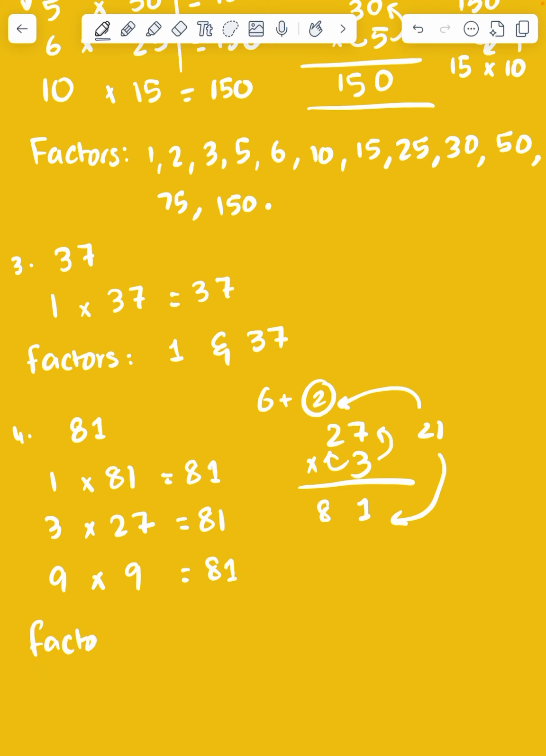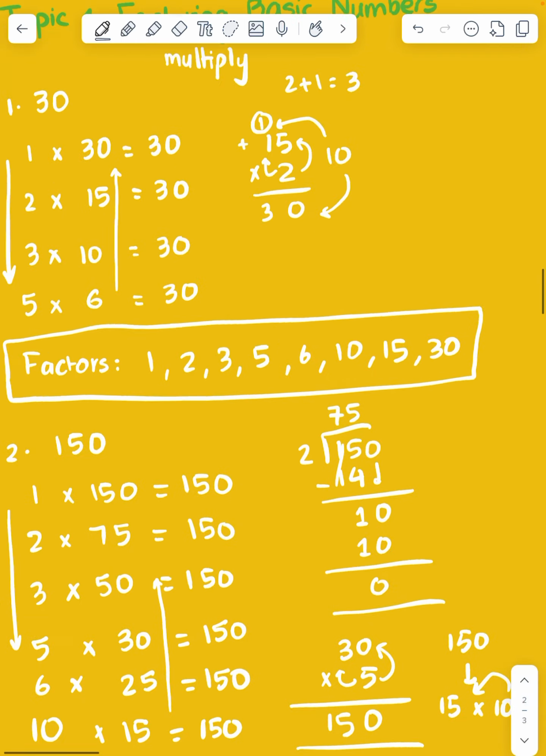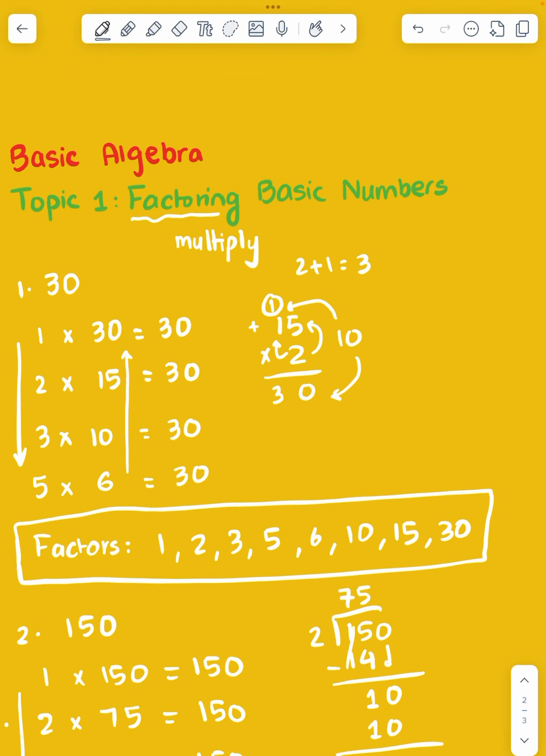So when you write the factors, again, go down. 1, 3, 9, and then go up. I'm not going to write 9 again. I already wrote that. So I'll just write 27 and 81. And that's how you go back to doing factors using basic numbers.